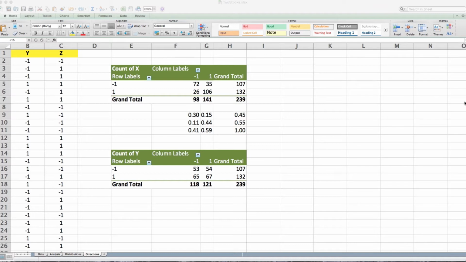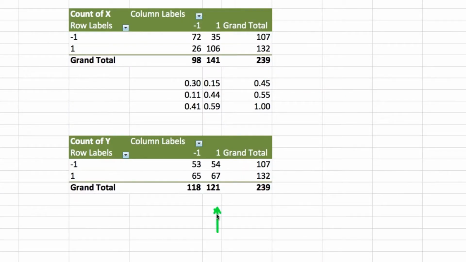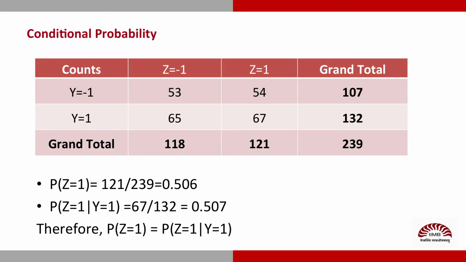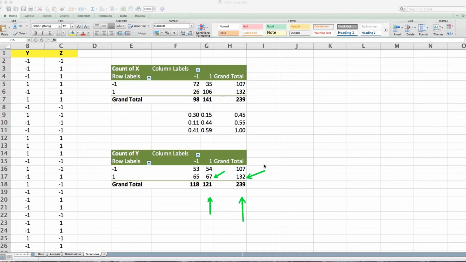We have the prior probability P of Z equal to 1 as 121 over 239, which is about 50.6%. We have P of Z equal to 1 given Y equal to 1 as 67 over 132, which is about 50.7%. Not too far away, and that's the posterior probability if you recall. This means knowing that Y equal to 1 has had no effect on the probability of Z being 1.